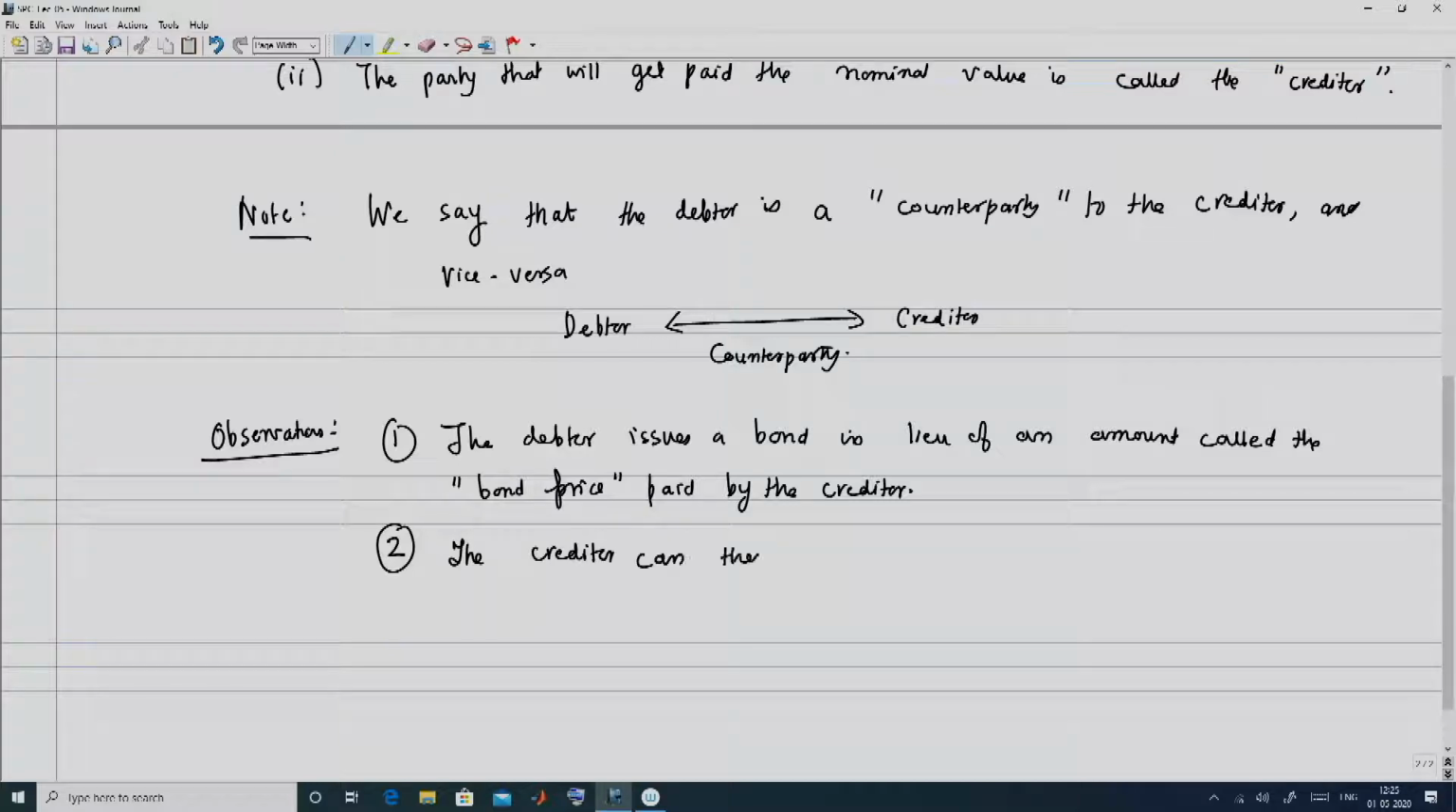Now, the second observation is that the creditor can then sell the bond to another person who then becomes the new creditor. So, this means that suppose I have paid some money to a debtor, say this is person A and I am the creditor, and suppose that the maturity of the bond is 5 years. So, after 2 years I decide to sell the bond to some party B.